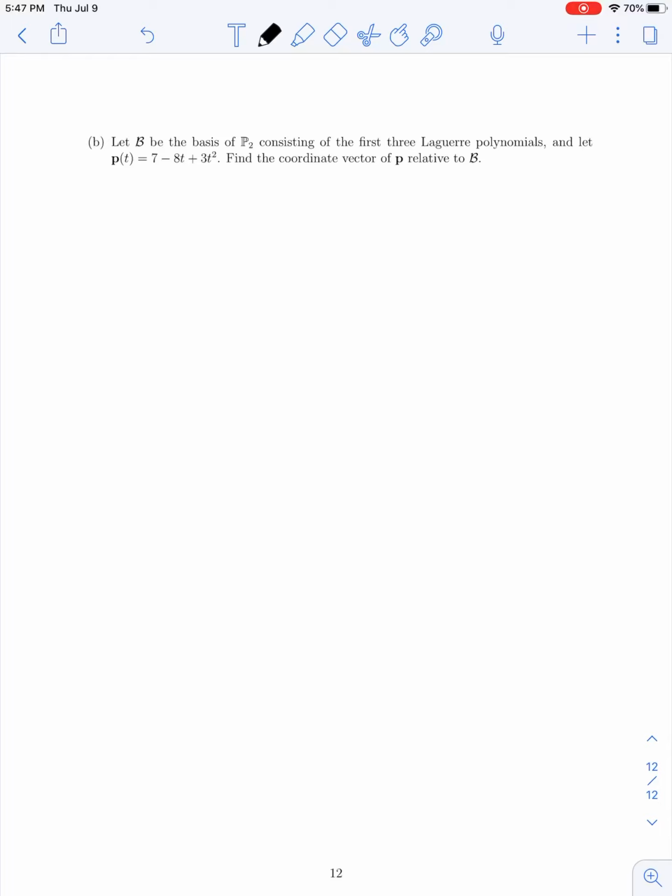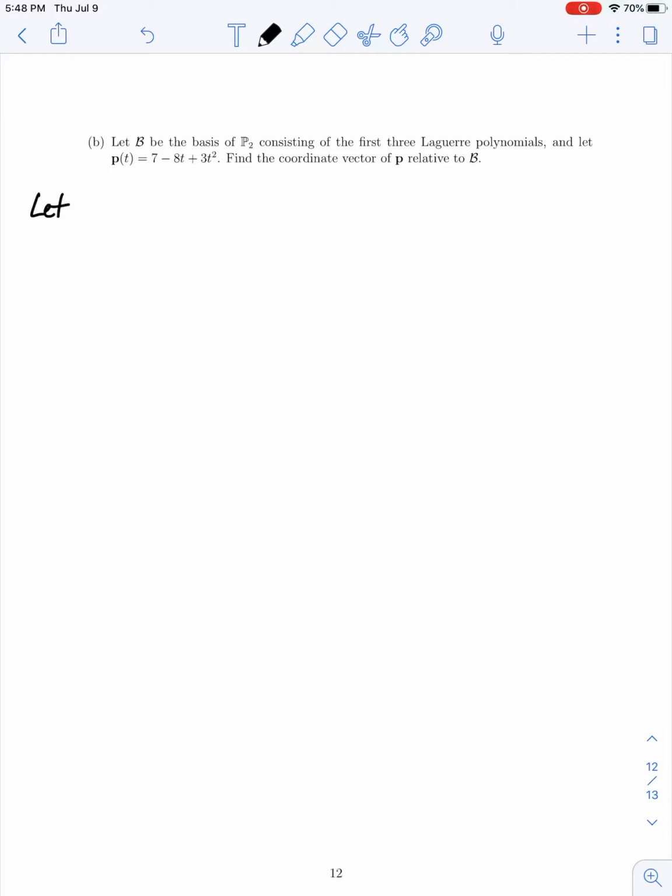So in our last part of this example, part B, we're told to let B be the basis of P2, consisting of the first three Laguerre polynomials, and let P of t equal the following polynomial, and we're supposed to find the coordinate vector of P relative to this basis. So this is really just a review of what we've already seen in our previous section, where we're finding the coordinate vector relative to some basis.